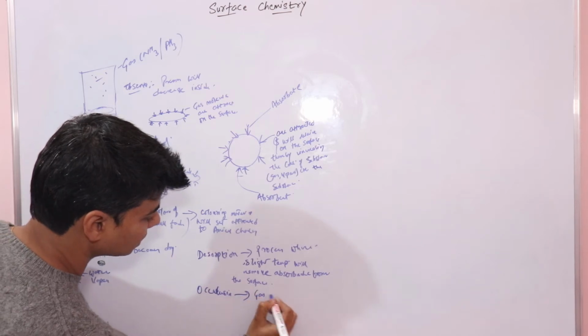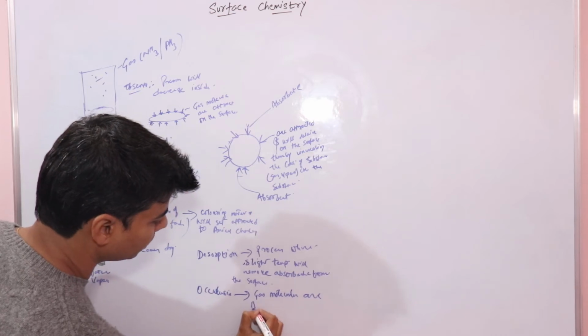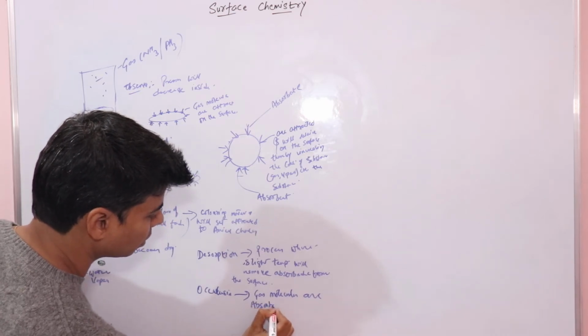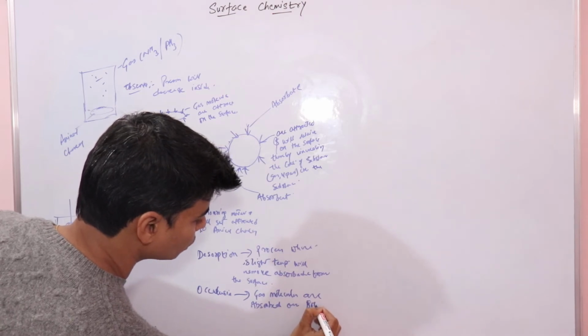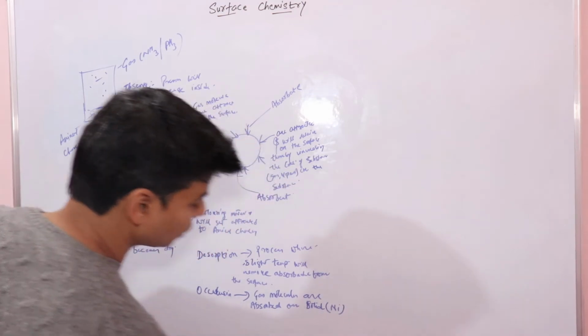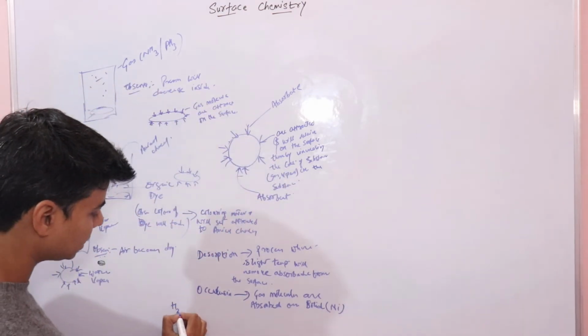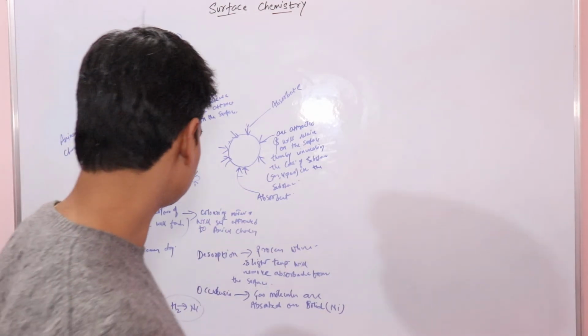There is a term called occlusion when gas molecules are adsorbed on a solid surface. Here, for example, the solid is nickel, that is, hydrogen gas gets adsorbed on nickel. This is known as occlusion of hydrogen.